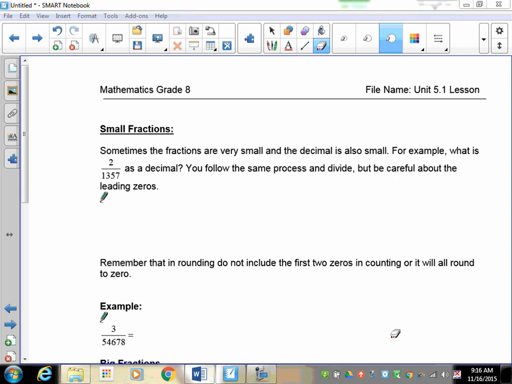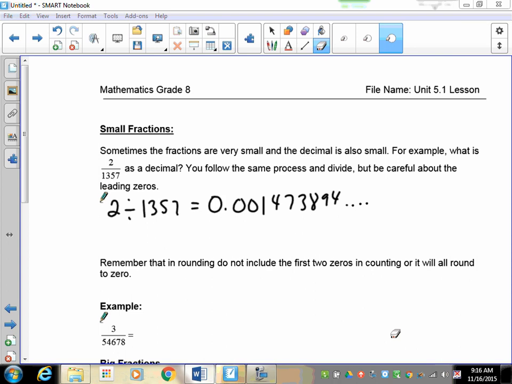So over 1,357. Okay, so when you divide this, you're going to get 2 divided by 1,357, which is equal to 0.001473894. All right. Now the problem with this is, if we round this one off just to 2 decimal places right here, my number becomes 0, doesn't it? 0.00. Well, we can't round something to nothing because that would affect our calculations.